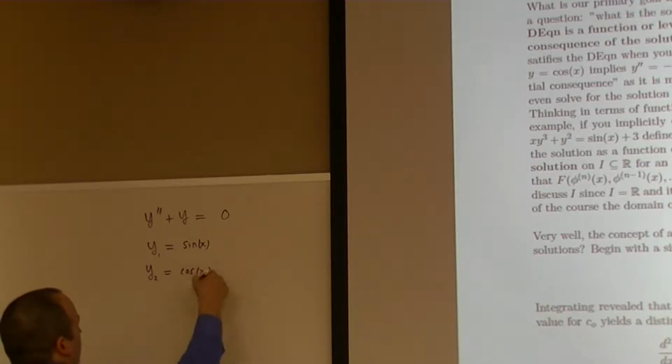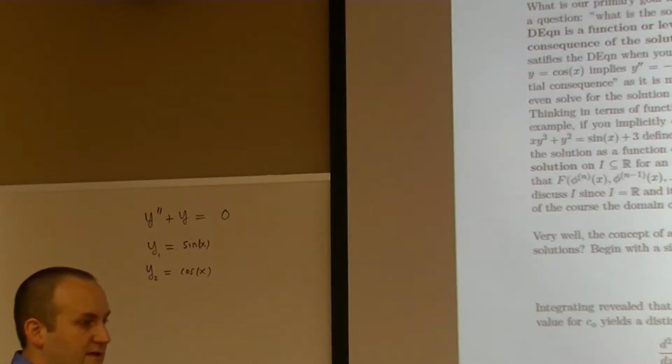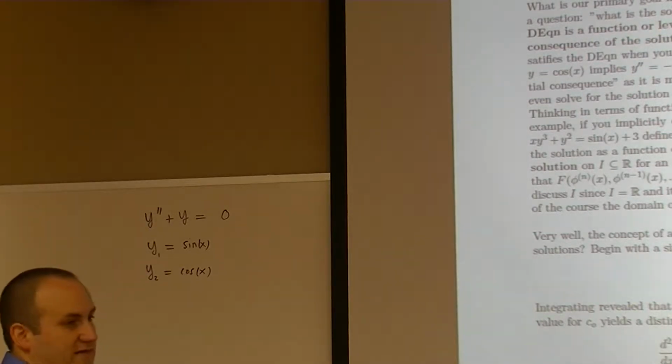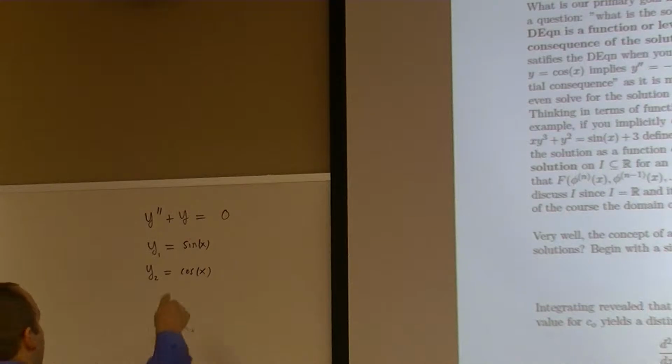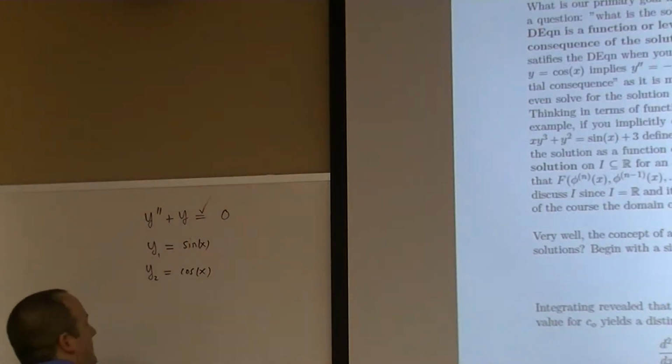Now, the reason that these are solutions is you can easily check that if you differentiate those functions twice, you get minus the sine again or minus the cosine again. So when you add y'' plus y, you get 0. So when you plug them in, they work.